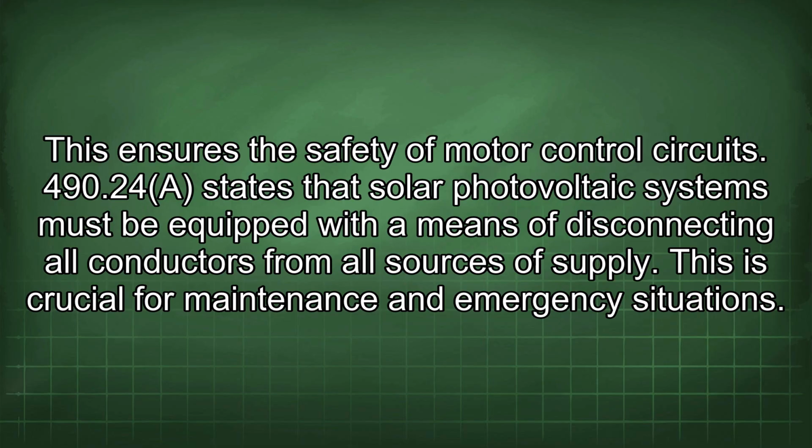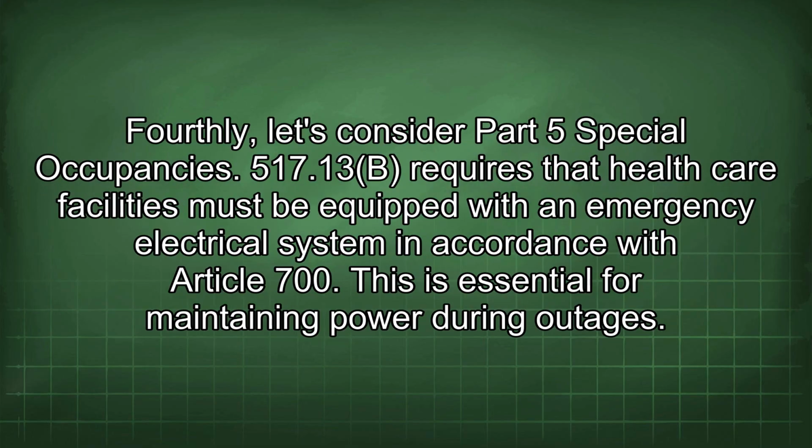490.24 states that solar photovoltaic systems must be equipped with a means of disconnecting all conductors from all sources of supply. This is crucial for maintenance and emergency situations. Fourthly, let's consider Part 5 Special Occupancies.